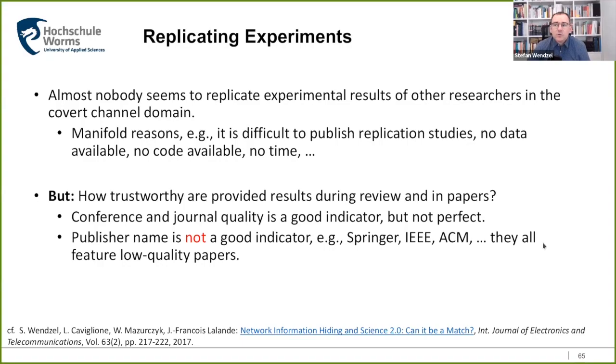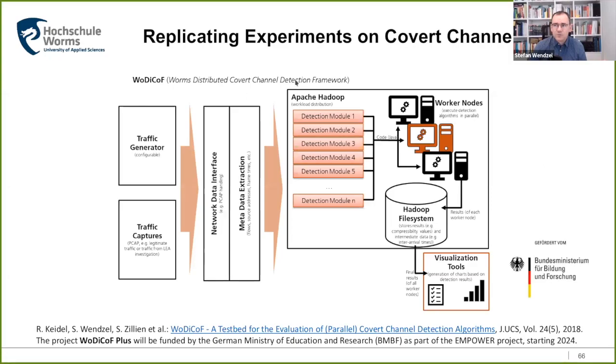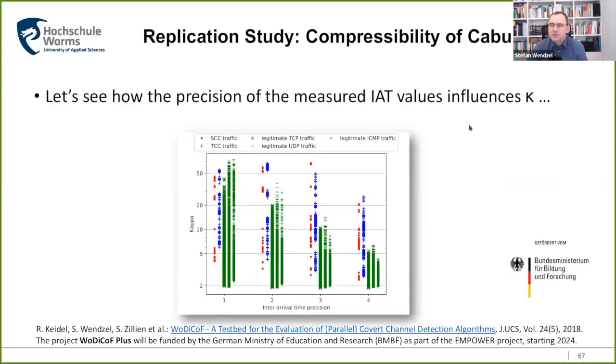Then what we did is we wanted to replicate experiments using these approaches. And we came up with Wodiko, which is the Worms distributed covert channel detection framework. And we can configure, generate traffic here, but we can also take captures, extract metadata, run this into some detection modules. They run in parallel, and the results are then stored on a distributed file system, and we can visualize the results. And there's a follow-up project called Wodiko Plus, which will be funded starting in January, where we will continue developing this system.